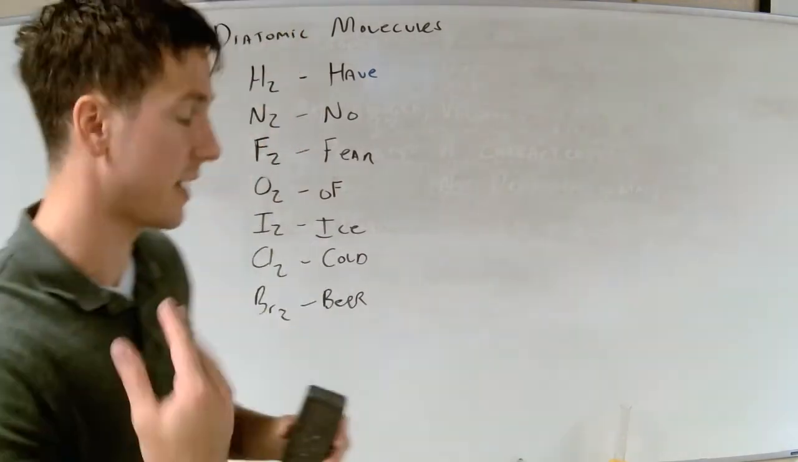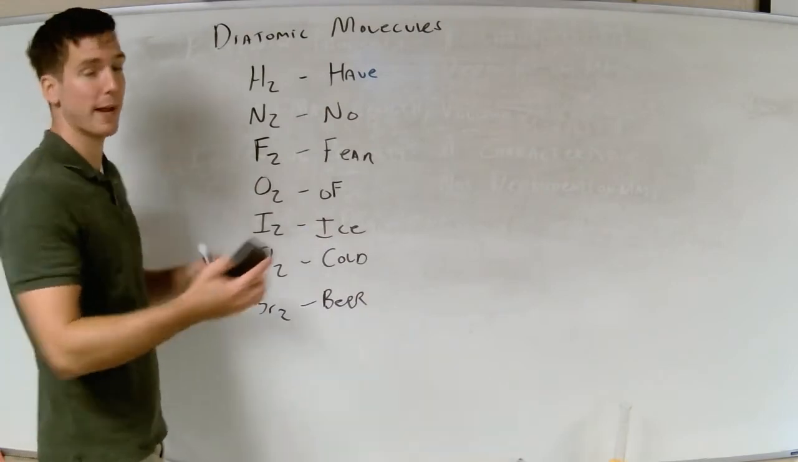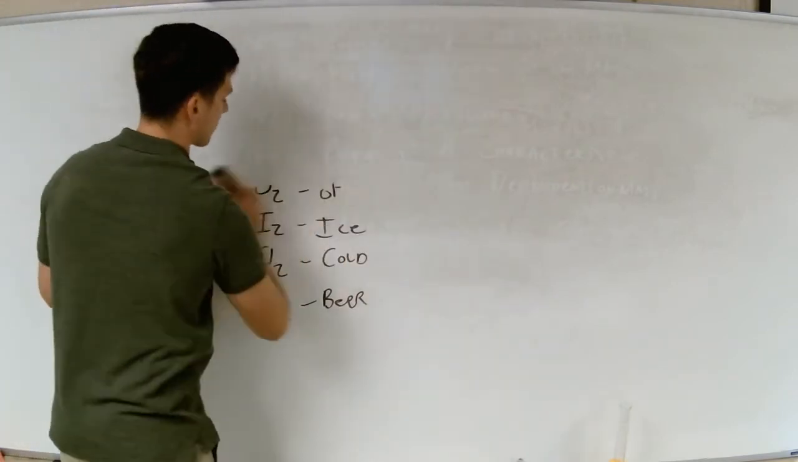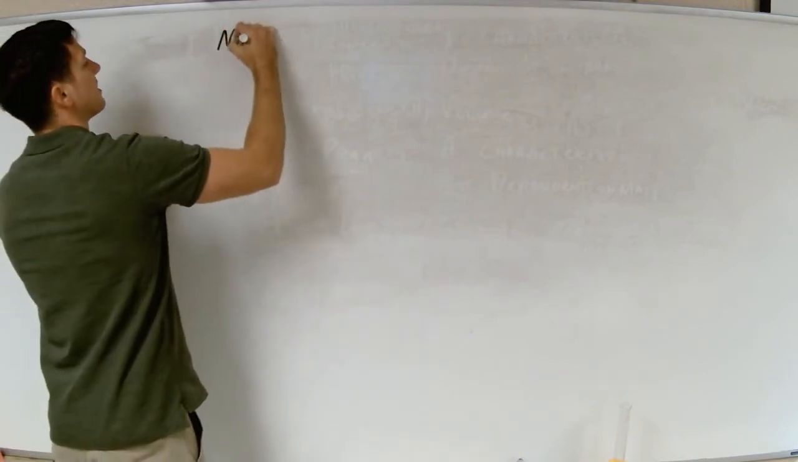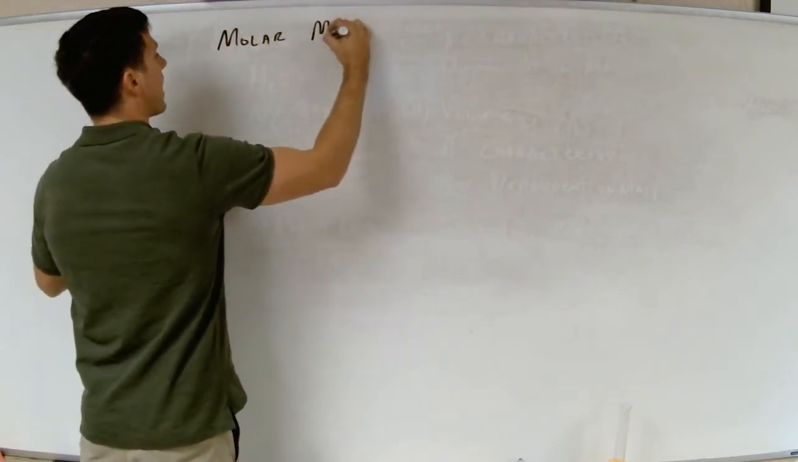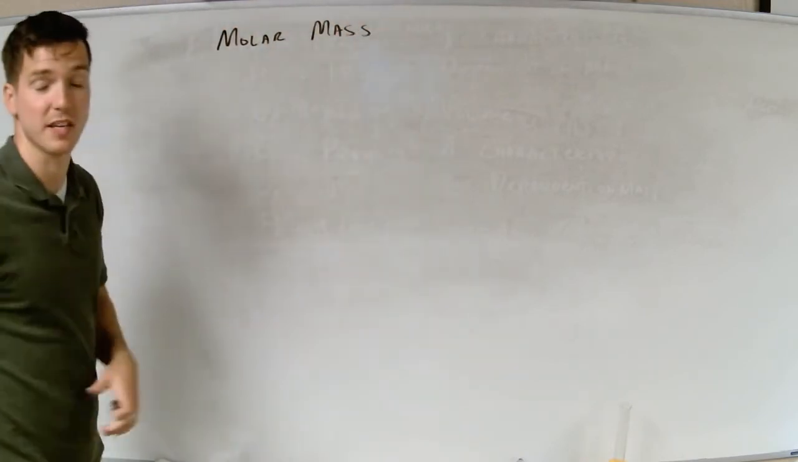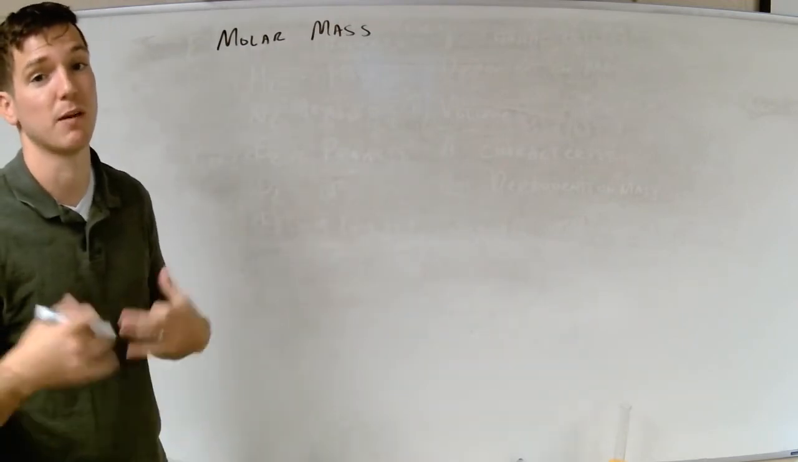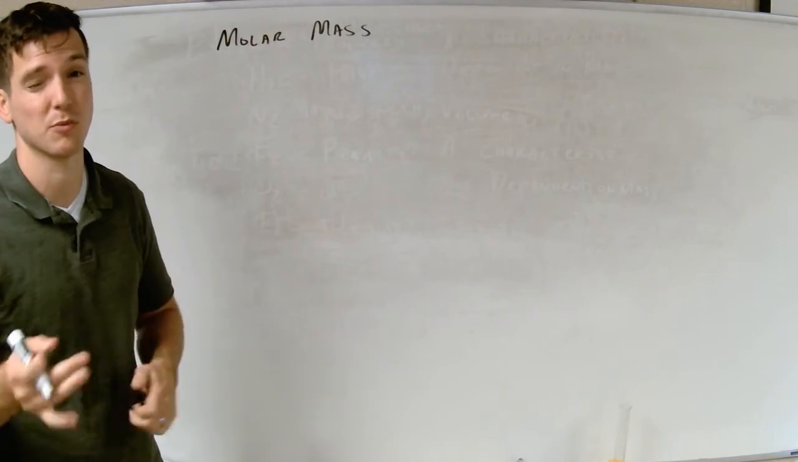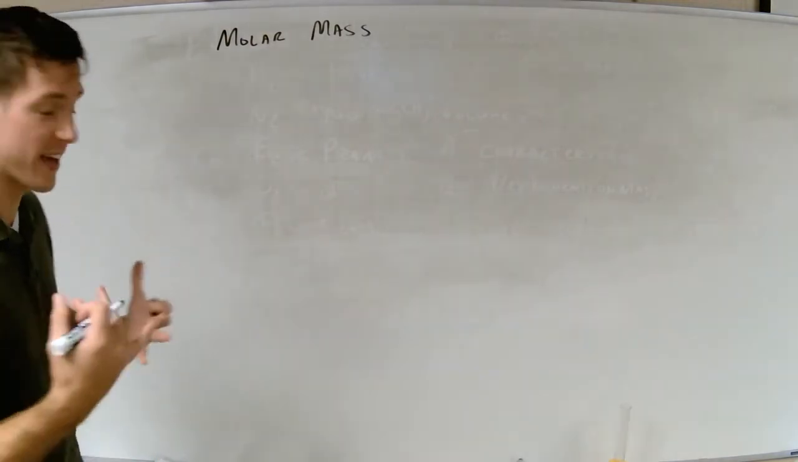Next up, molar mass. We should have this down, but I am going to do just a couple examples. Molar mass is grams per mole. It's how many grams you would get if you had a mole's worth of a certain atom, which is 6.022 times 10 to the 23rd atoms.